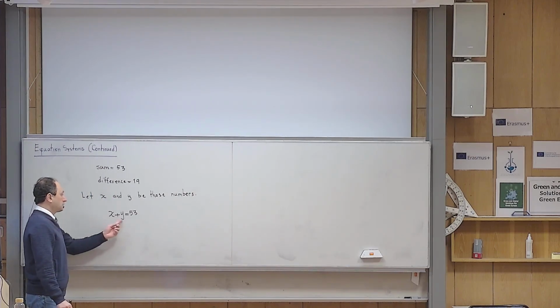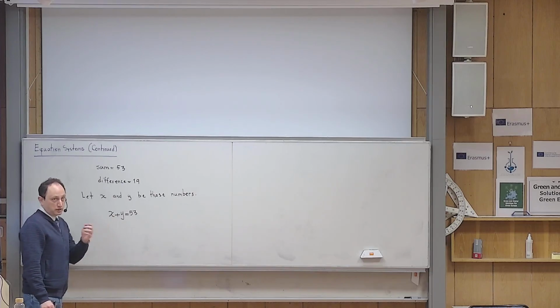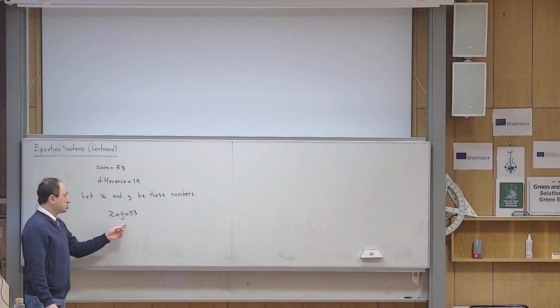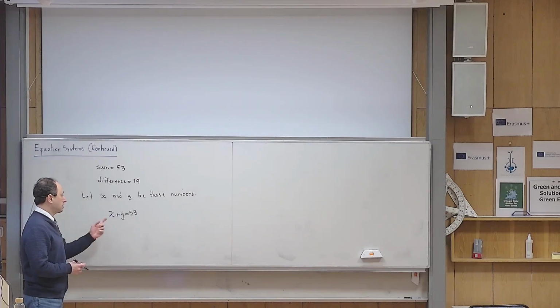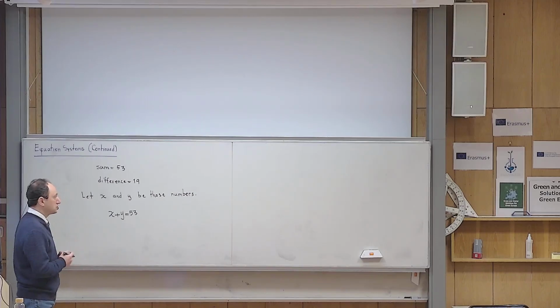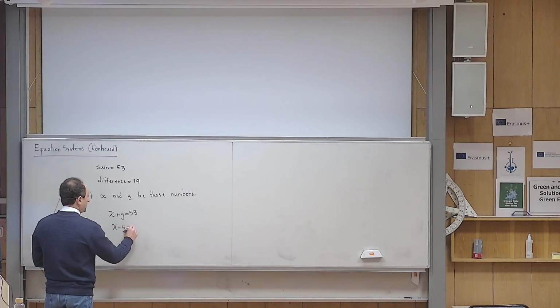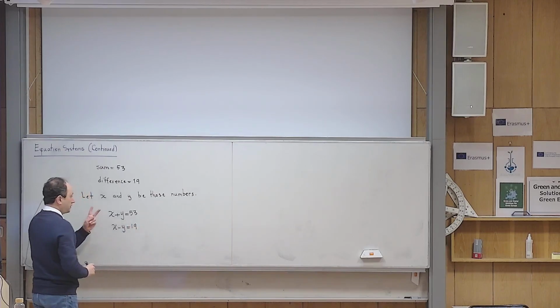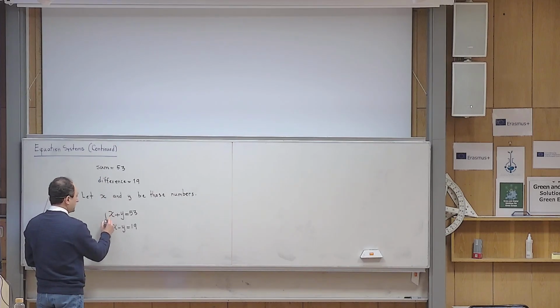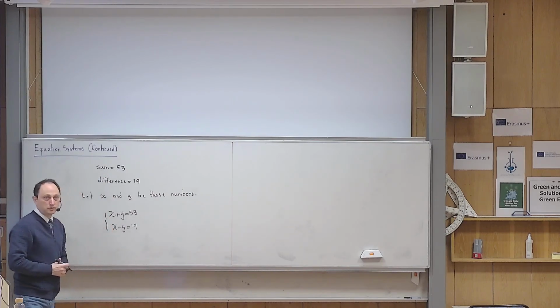Here you can write y minus x or x minus y. If you write x minus y, you are assuming x is the bigger number. If you write y minus x is 19, you're assuming that y is bigger. So it doesn't matter here. So let me write x minus y is equal to 19. So I have two unknowns and I have two pieces of information given in the problem. So in principle, I can set up this system and solve.